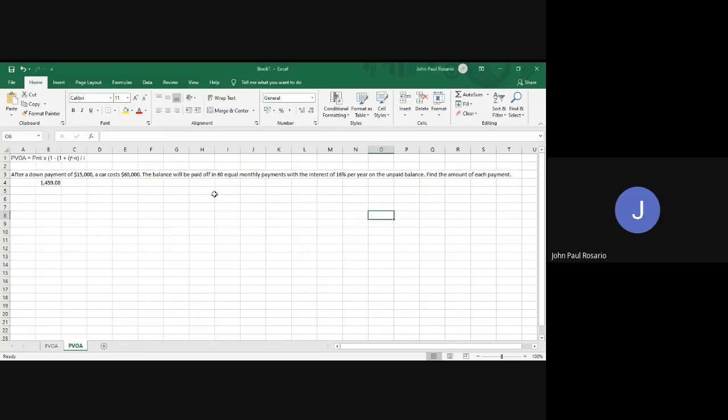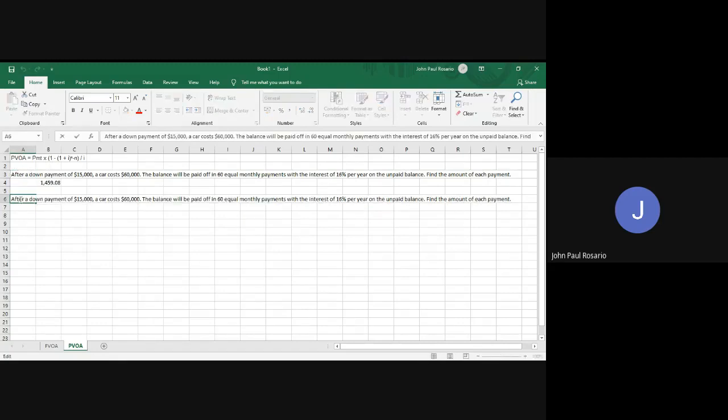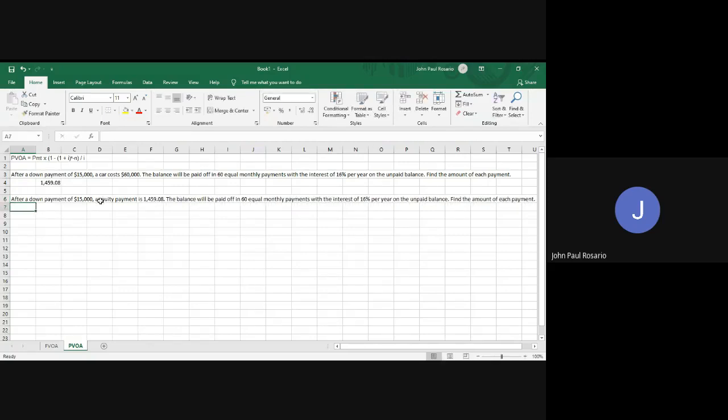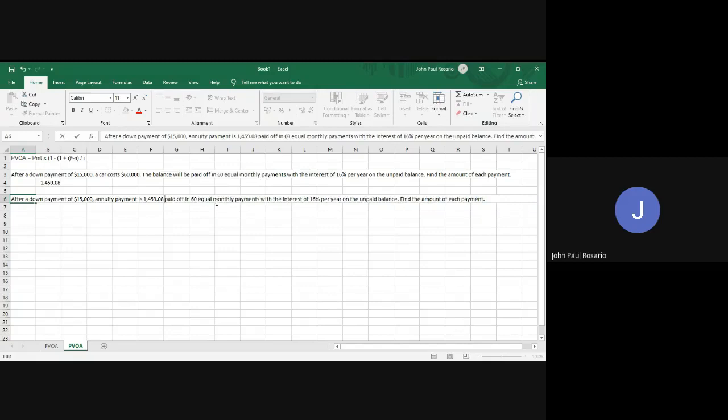So, assuming the problem is instead stated this way: after a down payment of 15,000, the annuity payment is 1459.08, paid off in 60 equal monthly payments with interest on the unpaid balance. So find the amount of the unpaid balance.